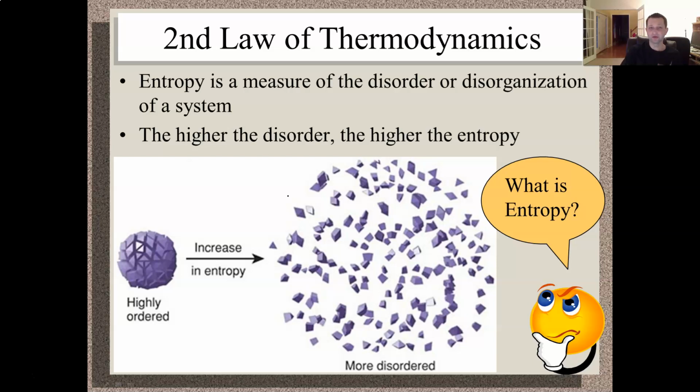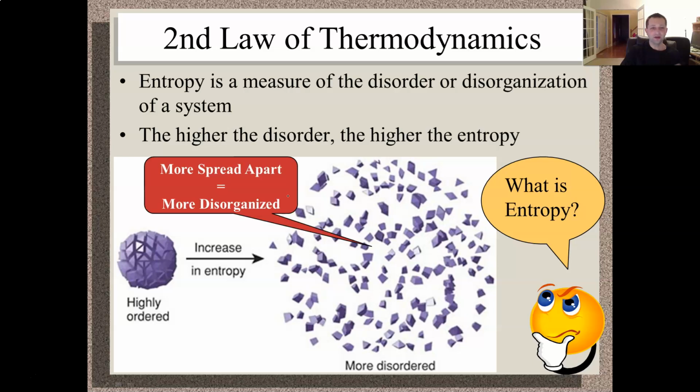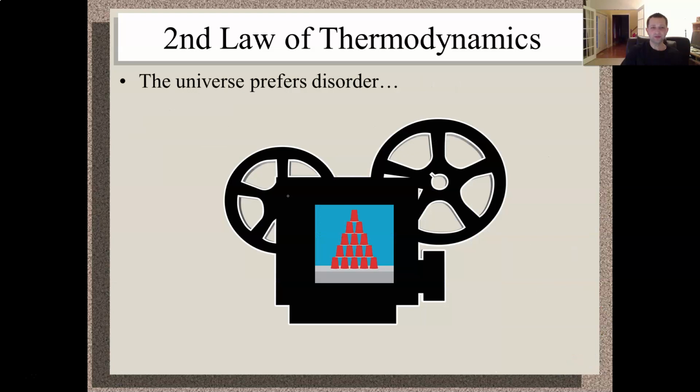All right. So the disorder or organization of a system is entropy, and we're looking for a more disordered, like chaotic system. Even looking at it visually here, the picture on your screen, towards the right, the more spread apart is the more disorganized. That is the more favorable product here than the highly ordered substance on the left. So the universe prefers disorder. Okay, we could see that all around us, right?